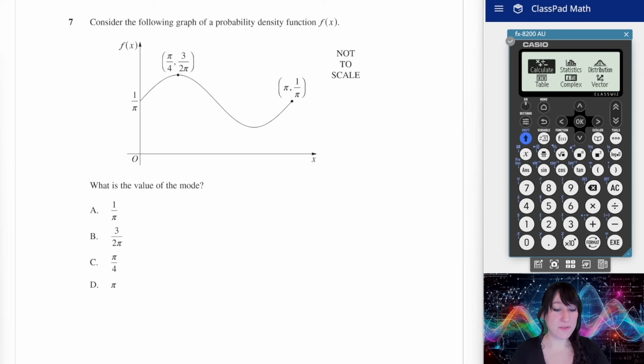Question 7. Consider the following graph of a probability density function f of x. What is the value of the mode? So when we have a continuous probability distribution, the mode is the highest point on its graph. You could also call this the global maximum of the function. As you can see, the global maximum occurs here at the point (pi over 4, 3 over 2 pi). Keep in mind that the mode is a value, a score, which is x. And so while the peak of the curve is 3 over 2 pi, it occurs at the score of pi over 4. So the answer is C.